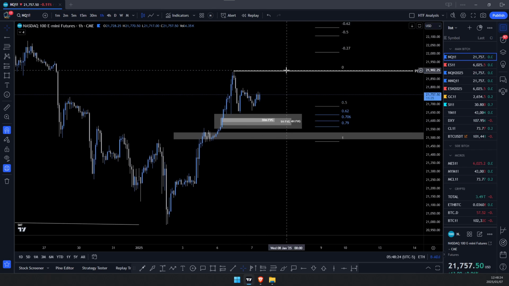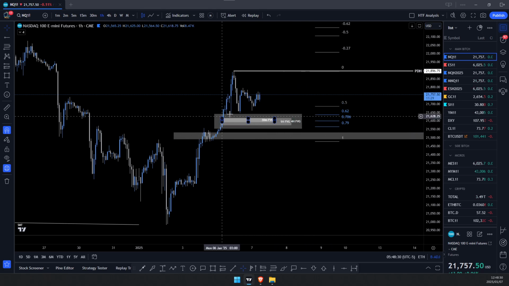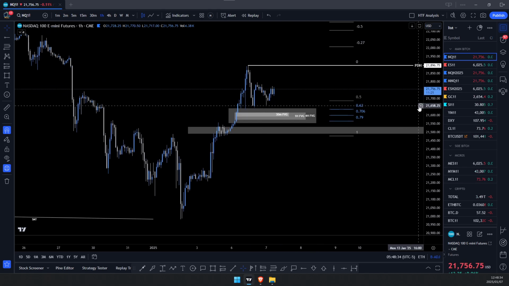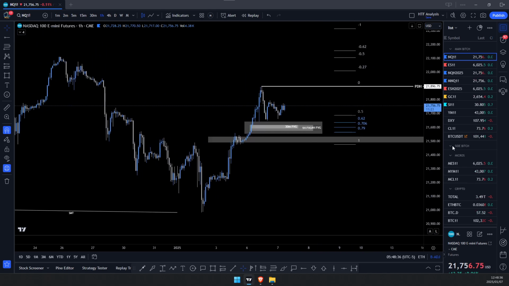But if we move towards the previous day's high before trading into the fair value gaps, then this will be my target for the short position. So that's what I'm looking at for today. All right, and that's been the update. If anything changes, I will let you guys know.